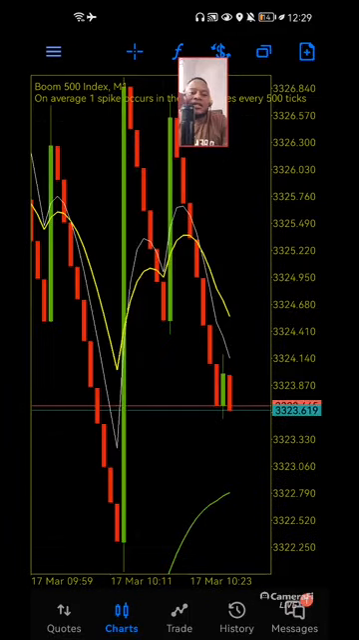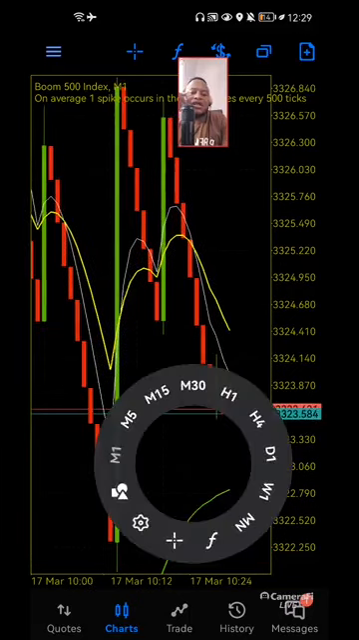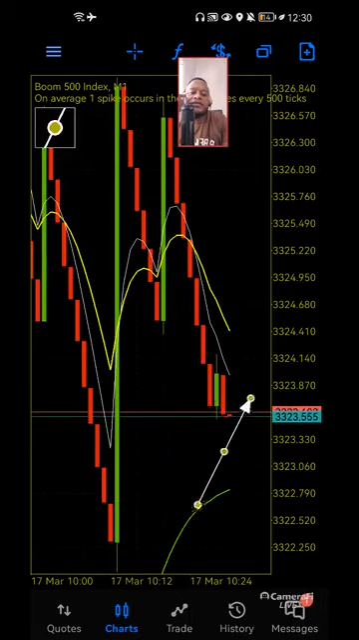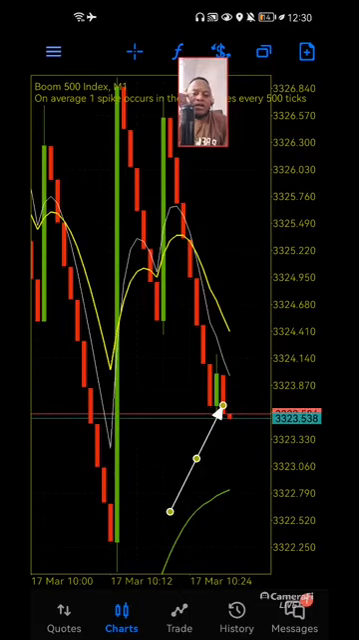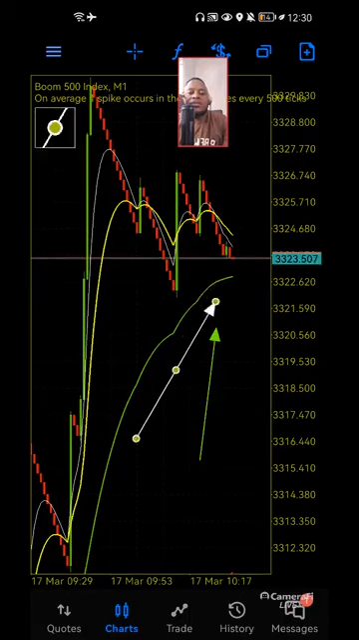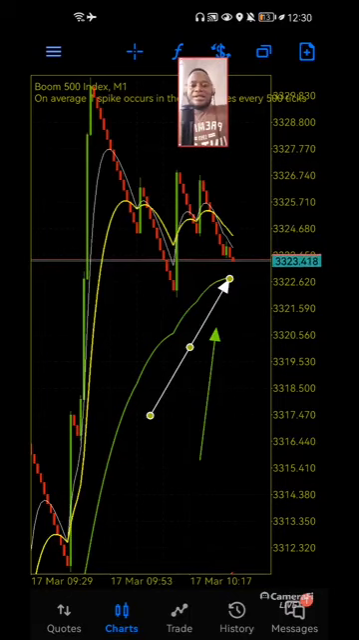On Boom 500, you gave us a little bit of a spike. That's not a spike, this one. That's not a spike. 1, 2, 3, 4, 5. Boom 500, it still has the green line there. But they said, anyway, they are totally not tradable for now. So it means I'll be trading with you guys later on when things get well again.